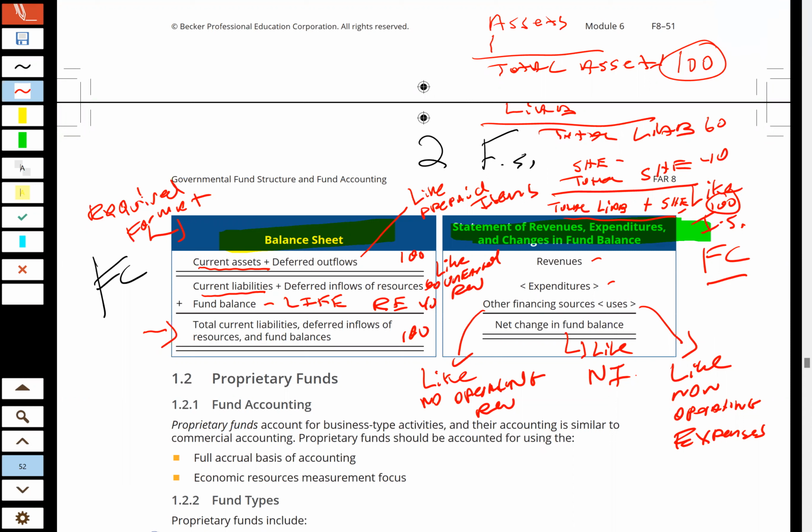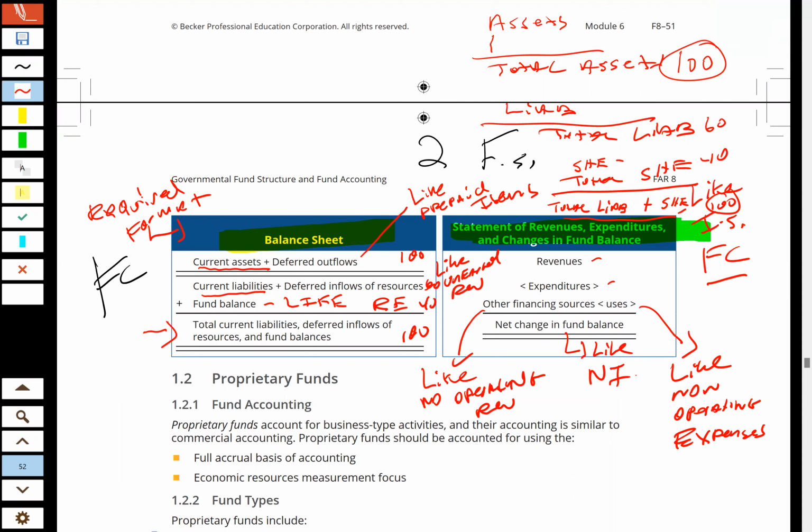Okay, expenditures, would they increase or decrease my net income? Decrease it. Good. And since my change in fund balance is like my net income, expenditures must do what? Must decrease my change in fund balance, make it less, and therefore do what? Decrease my fund balance, right?